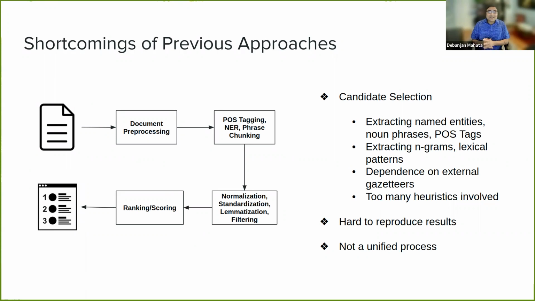In the candidate selection phase, people come up with various kinds of rules. Some people extract named entities, noun phrases, parts of speech tags. Some people come up with very interesting ways to extract n-grams. And if you actually try to reproduce these rules and results, it's very hard to reproduce them. And it's not a unified process.